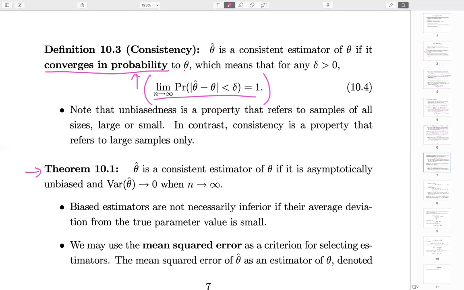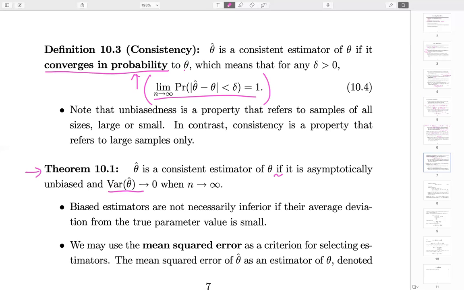What's more helpful is actually theorem 10.1. An estimator is consistent if it is asymptotically unbiased, which is easy to verify because calculating expectation is normally easy, and the variance goes to 0. This is only an if, meaning this is a sufficient but not necessary condition. So later on, whenever you want to verify an estimator is consistent, you apply this sufficient condition. You check whether it's asymptotically unbiased and whether its variance goes to 0.